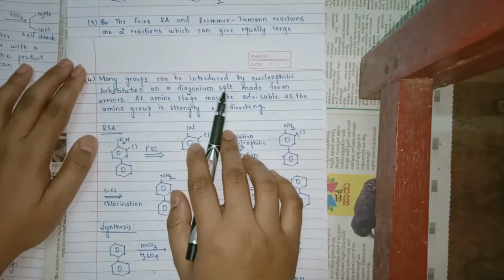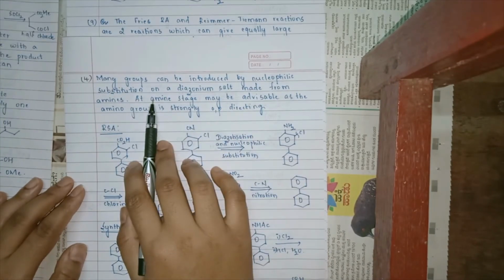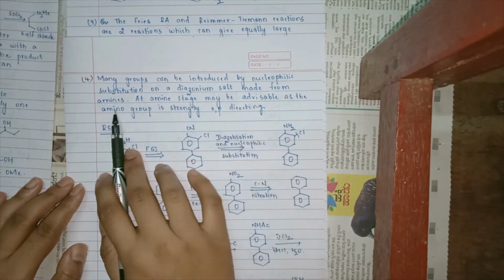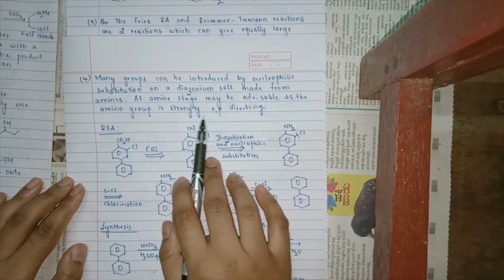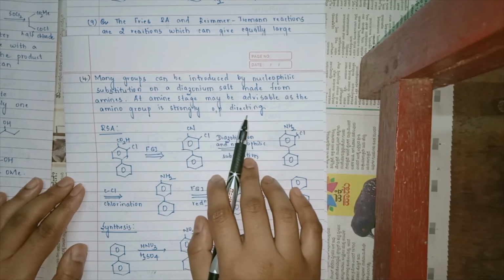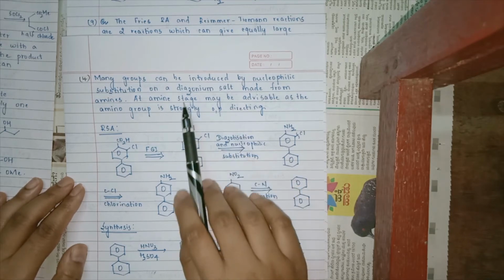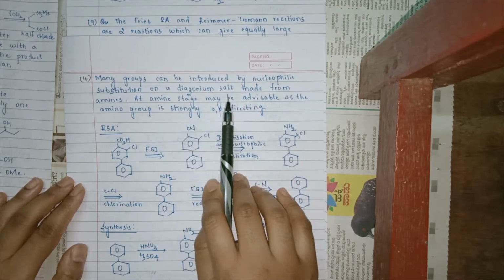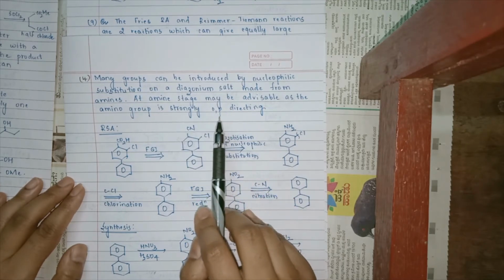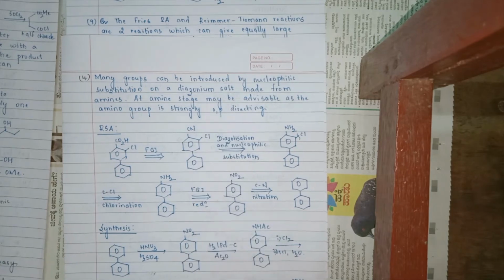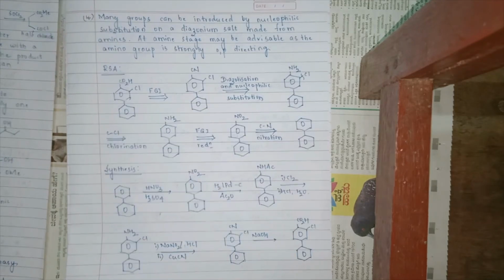Next condition is, many groups can be introduced by nucleophilic substitution on a diazonium salt made from amines. The amine stage may be advisable, as the amino group is strongly ortho-para directing. We always know that the NH2 group is an ortho-para directing group. So this is going to help in the formation of a diazonium salt. If there is a diazonium salt, various other groups could be introduced, with the help of which we can achieve our target molecule.